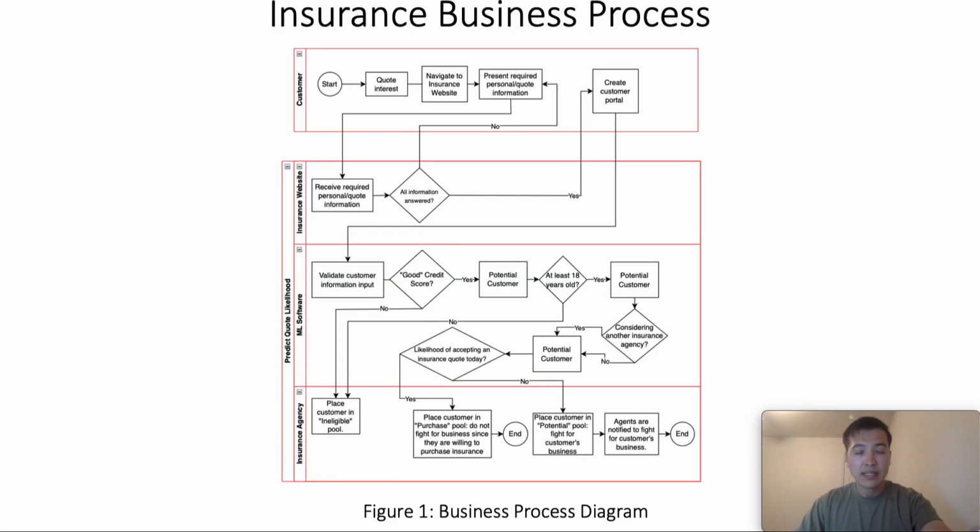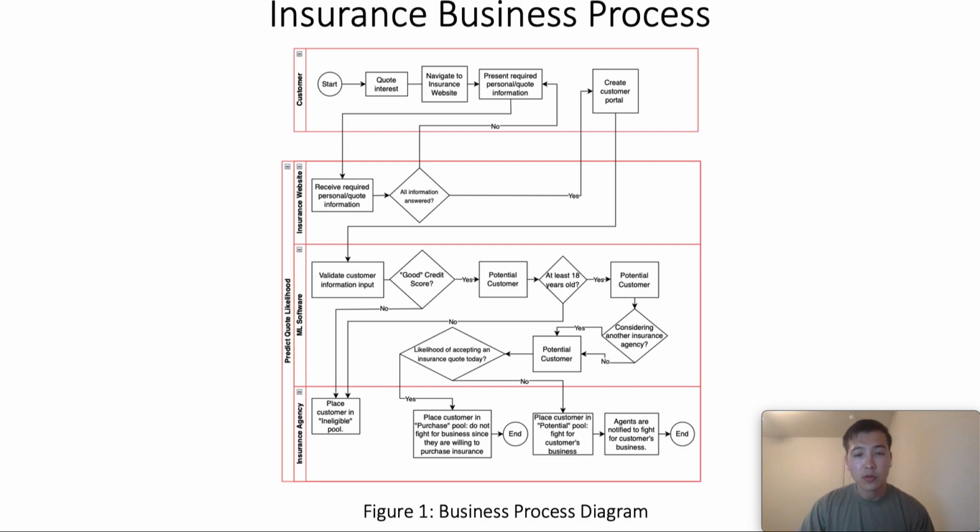Figure 1 is a business process diagram, specifically a swim lane diagram, which details the workflow of the business process. As you can see, the customer has an interest in looking for an insurance quote. He navigates to the insurance website and proceeds to fill out the required information in the inquiry application. If all required information is provided, the system will prompt the customer to create an online portal. If the customer does not provide all the required information, the system will redirect the customer back to the inquiry application to finalize any missing details.